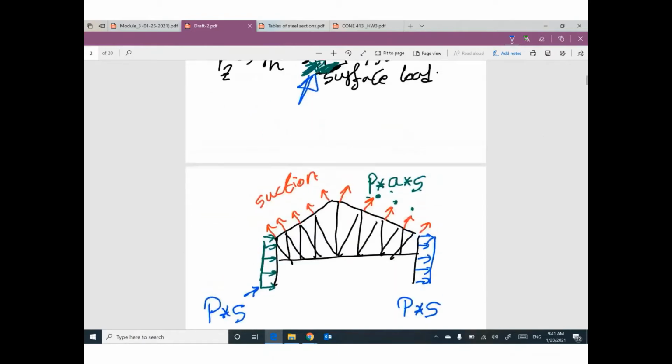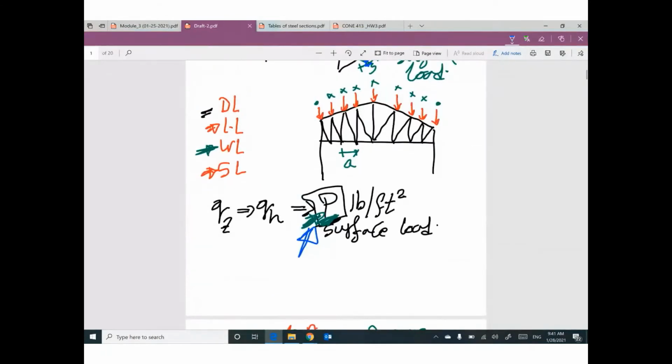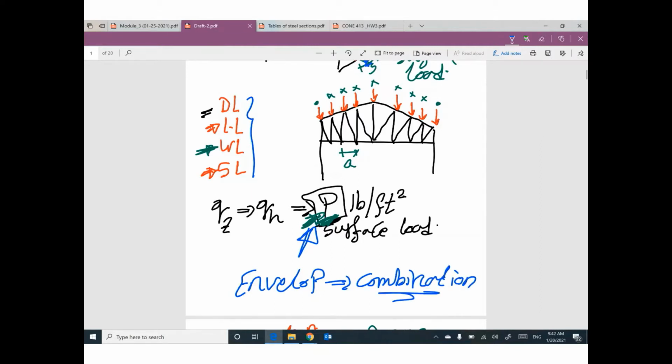And last meeting, we learned how to build this truss in RISA 2D. And how can I define this case of loading? And how can I make RISA 2D do an envelope combination to give you the final maximum combination? Does that make sense?